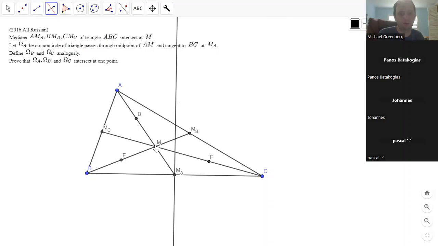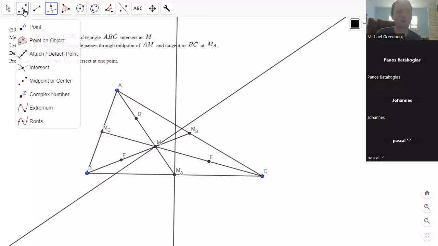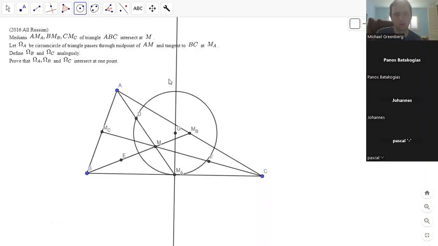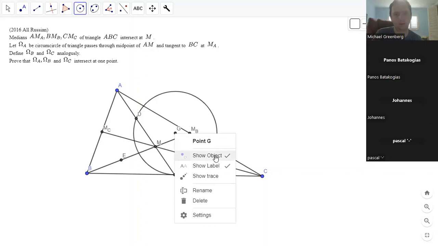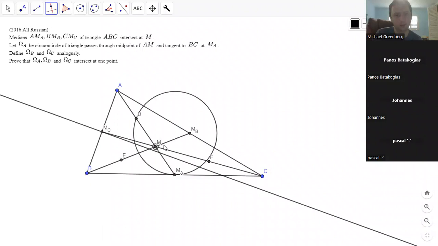Okay, so from M to this line? Yes, MMA. Oh, because it cuts it in three, that's why. Because MMA is half of AM. So we have this circle. And I might end up drawing those back in somehow. Okay, so we have that.